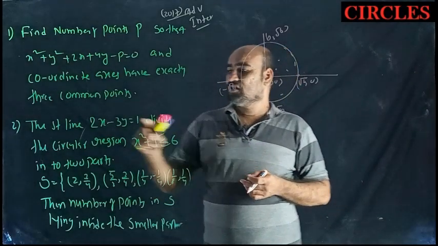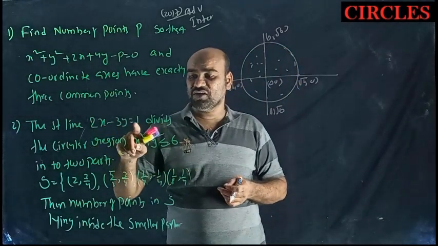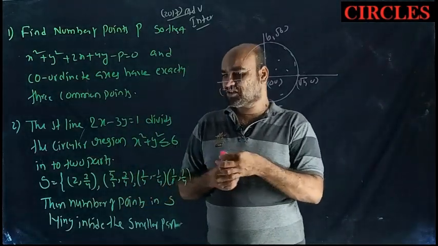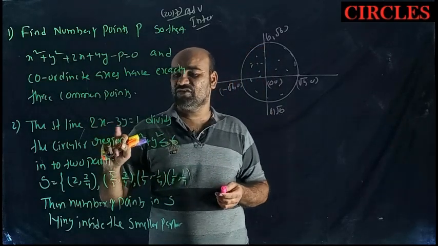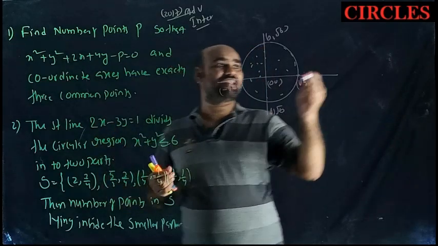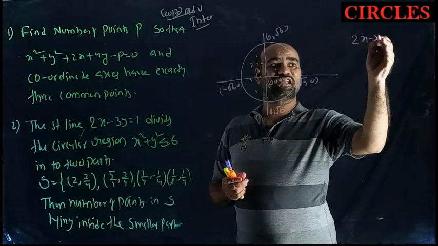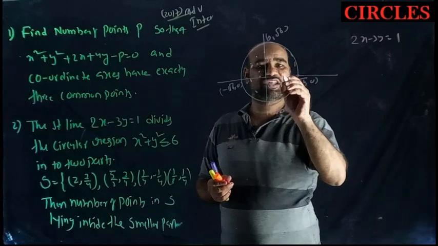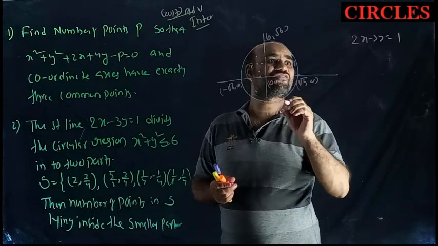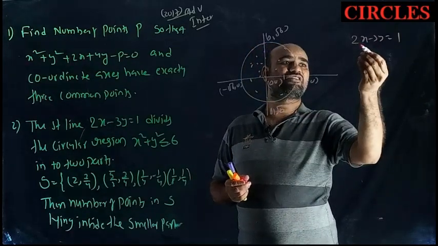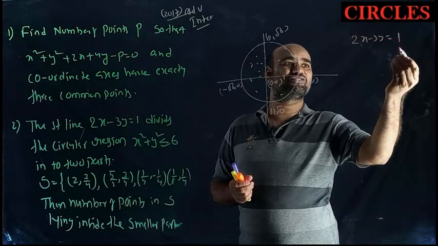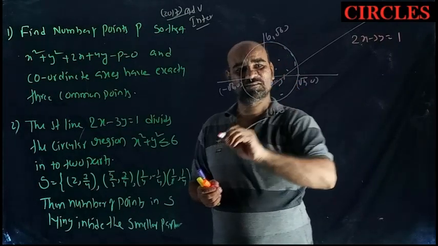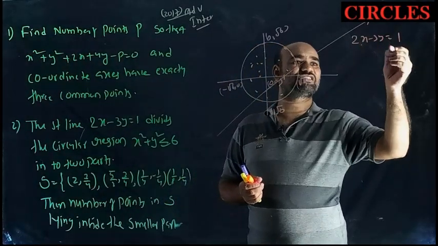So what is the question? 2x minus 3y equal to 1 divides the circular region into two pieces. First of all, you need to draw the line 2x minus 3y equal to 1 on this plane. So what is the line here? 2x minus 3y equal to 1. Put y equal to 0, x equals half, somewhere here. The line will pass through (1/2, 0). So x equals 0, y equals minus 1 by 3, that is (0, -1/3), somewhere here. So the line is this. This is the line 2x minus 3y equal to 1.